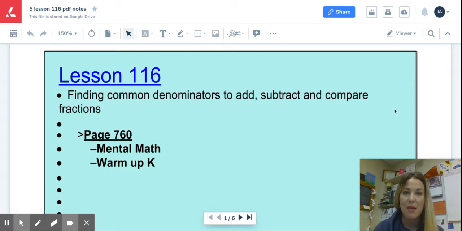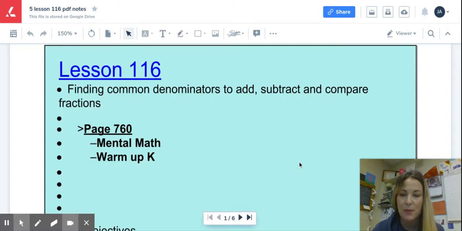So finding those common denominators, because you can't do any combining or comparing of fractions unless they have a common denominator. You can't do anything until that happens. So let's just get rolling with this. We have a couple of examples that we'll go through.